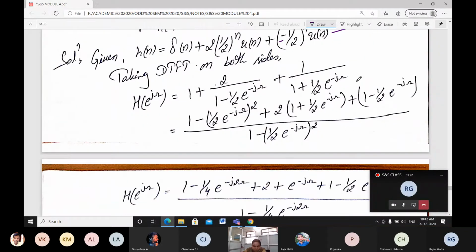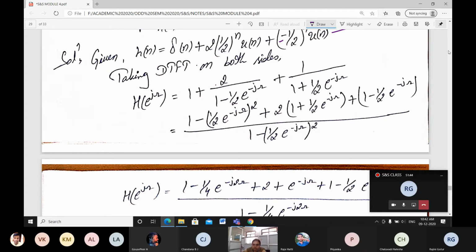Then take the LCM. If I take the LCM, it is of the form a minus b, a plus b, a minus b, so a square minus b square. You will get 1 square minus b square, therefore 1 minus 1 by 2 e raised to minus j omega whole square.